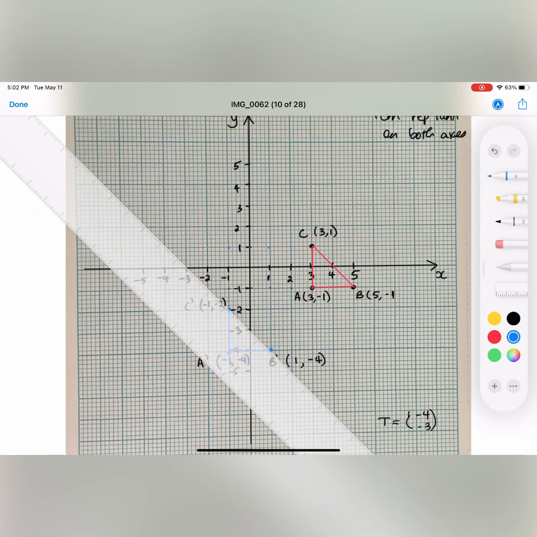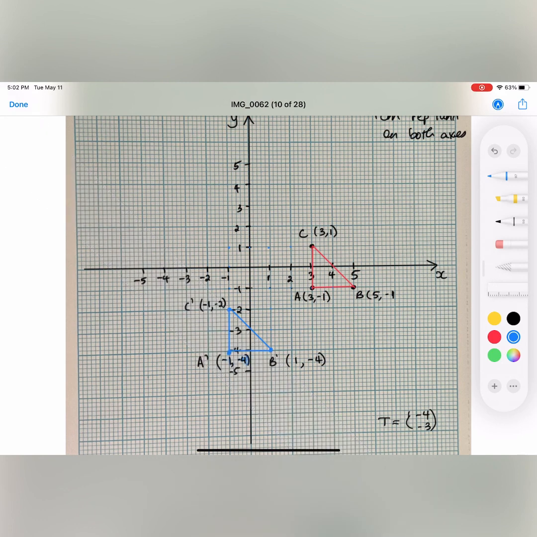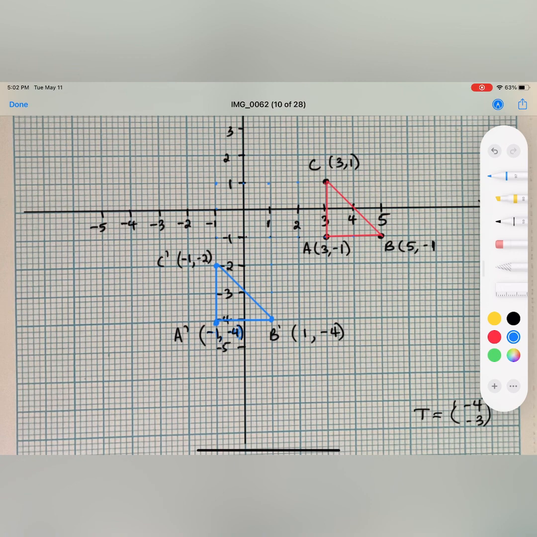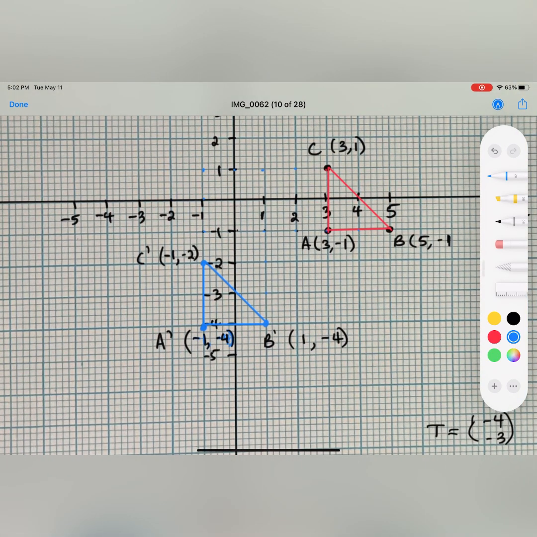And again, you can look at the triangles and observe them, and you'll see that the lengths of the sides are the same, the orientation of the triangles are the same. They have just been slid across, and the sliding is known as translating, and it's translated in a straight line. Very, very simple. So that's it.